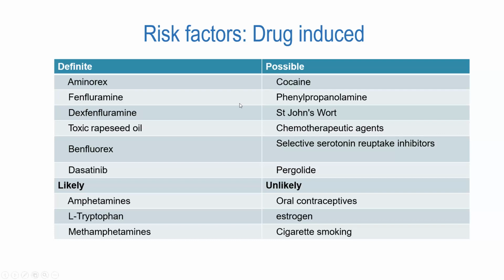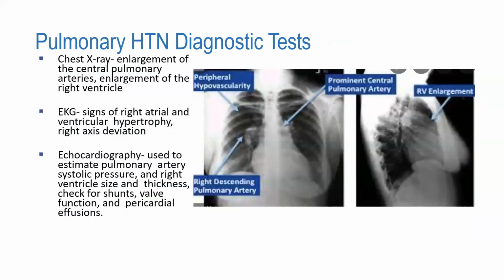But what I want you to remember is where we are most likely to see pulmonary hypertension is in patients who use methamphetamine, crack cocaine. Very important for us to consider that. It's pretty likely that you're going to see that with patients who utilize those agents.